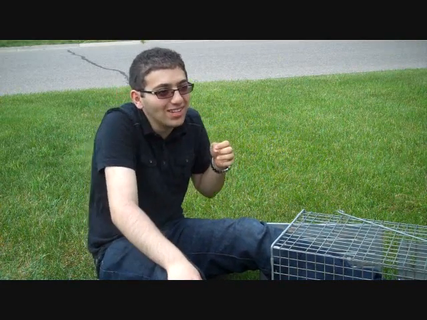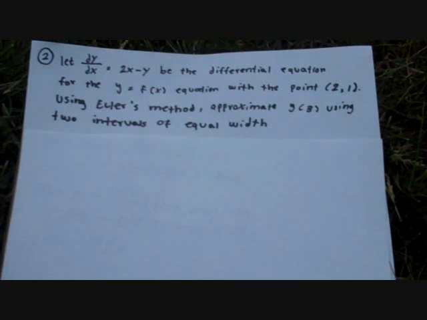Brain blast! Euler's method! Let dy/dx equals 2x minus y be the differential equation for the y equals f of x equation with a point (2,1). Using Euler's method, approximate y of 3 using two intervals of equal width.